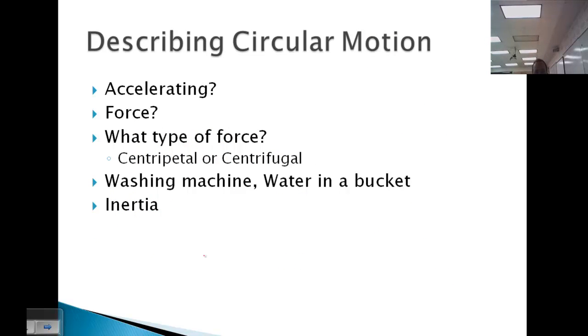Now, when we're describing circular motion, the key to circular motion is that you are always accelerating. Remember, acceleration can be any change in velocity or change in direction. Velocity being both speed and direction. So if you're speeding up or slowing down, that's a change in velocity. If you are changing direction, that is a change in velocity. So in circular motion, you are always accelerating. That acceleration is always pointed towards the center of the circle. So when you're going around, your acceleration is always pointed in towards the center, even assuming you're moving at constant speed around the outside of the circle.